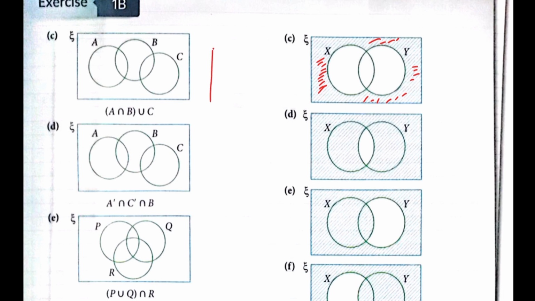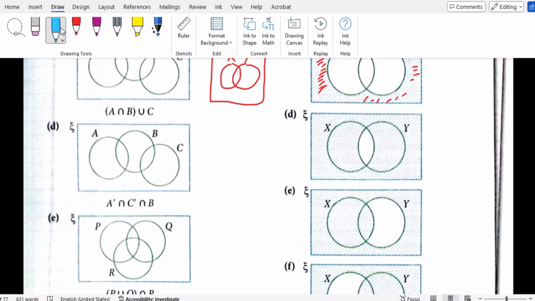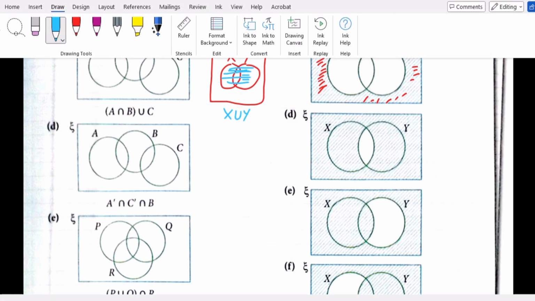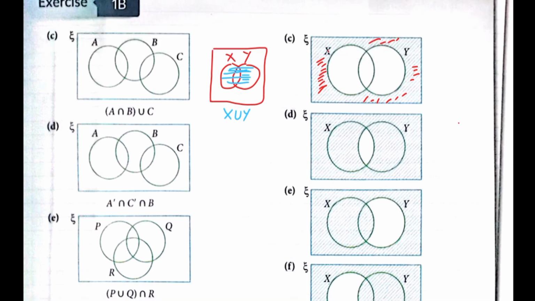Suppose these are the two circles, set X and set Y. If you find their union, you will shade both of the circles. This represents X union Y. But in the figure, you can see the outward area of the circle is shaded. So this is X union Y complement.